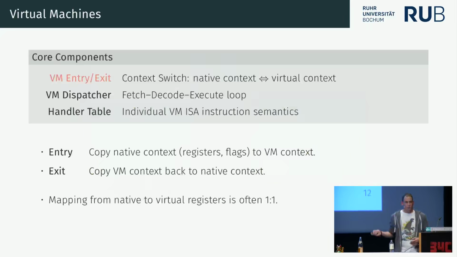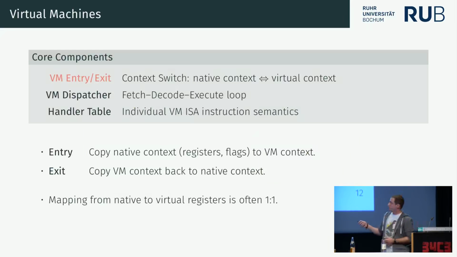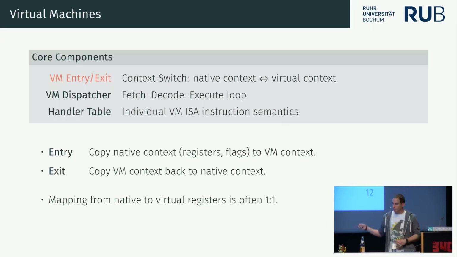And to this effect, we have to look at the components. So there are three core components to a virtual machine. Mainly we got VM entry and exit, and what they do is just perform the context switch from native to virtual context and back. So the entry just copies the native context, let's say registers and flags of the native architecture, to the virtual context, and the exit copies them back to the native context. Usually the mapping of native to virtual registers is 1-to-1, which makes it a bit easier.